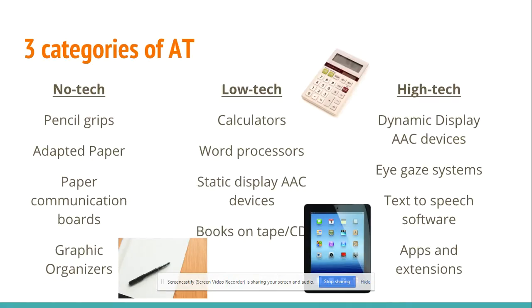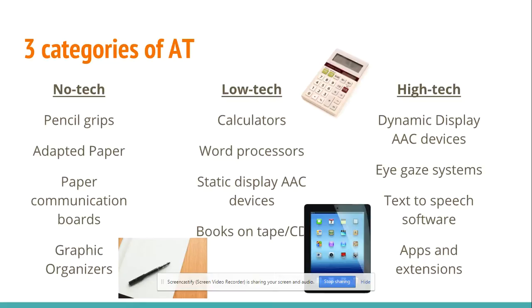There's three categories of AT typically that we think of. There's no tech AT, so this could be things like pencil grips, adapted paper, communication boards that are just printed, sometimes laminated for students to use to point to different things. Graphic organizers can be assistive technology if a student has difficulty with organization, say, for example, during writing, and they need to have that visual support of putting their thoughts in place on a graphic organizer, then for that student that is an assistive technology support.